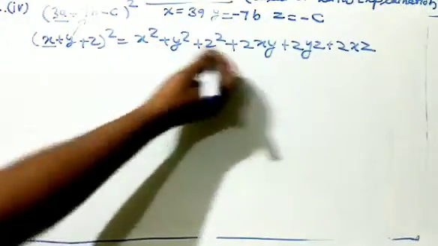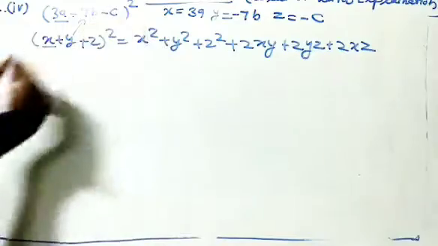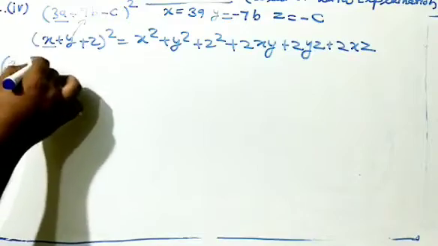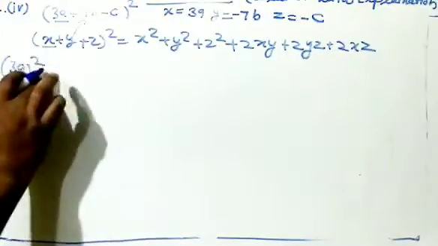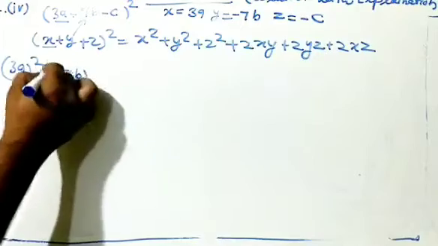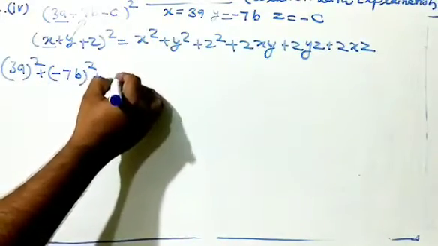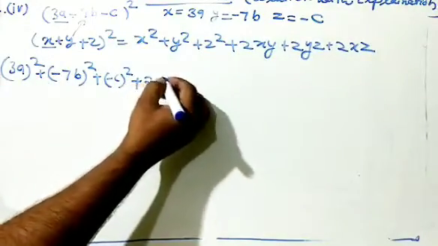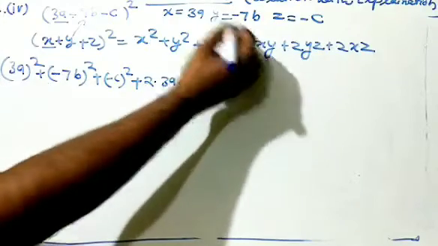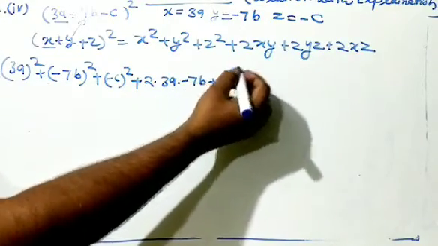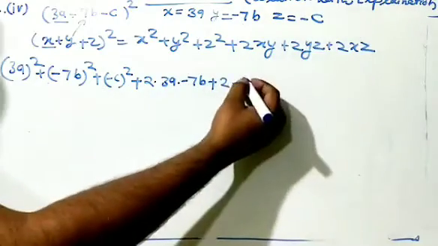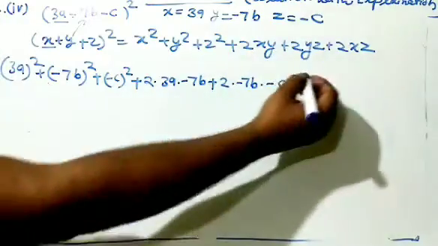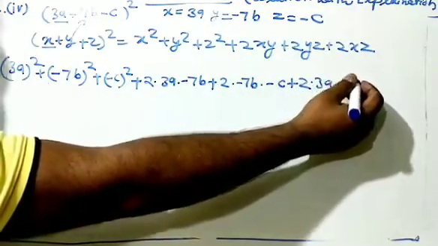So just put the values in the identity. x square plus y square plus z square: the value of x is 3a, so (3a) whole square, plus (minus 7b) whole square, plus (minus c) whole square, plus 2xy: 2 times x which is 3a, y which is minus 7b, plus 2yz: y is minus 7b and z is minus c, plus 2xz: x is 3a and z is minus c.